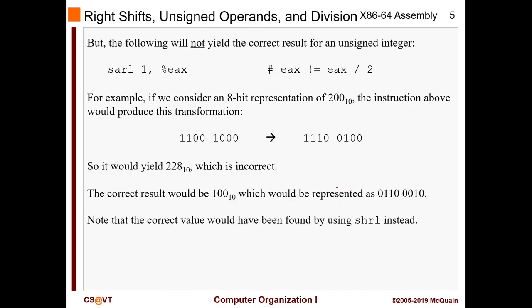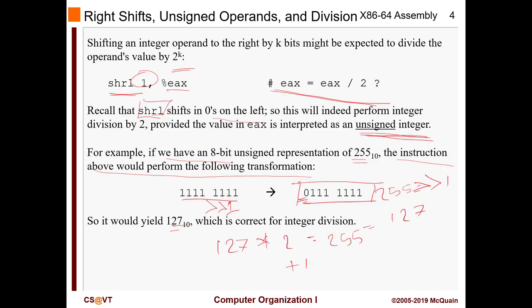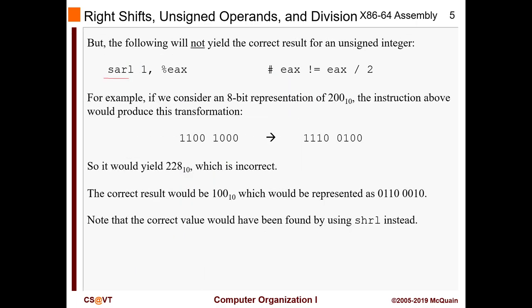But what would have happened if we did SARL? Before I show this example, I'm just going to show it for this one. If we did it with SARL, the number wouldn't change at all, because if we shift it by 1 and we did SARL, it would still be 1 1 1 1 1 1 1 1. So 255 would still be 255.